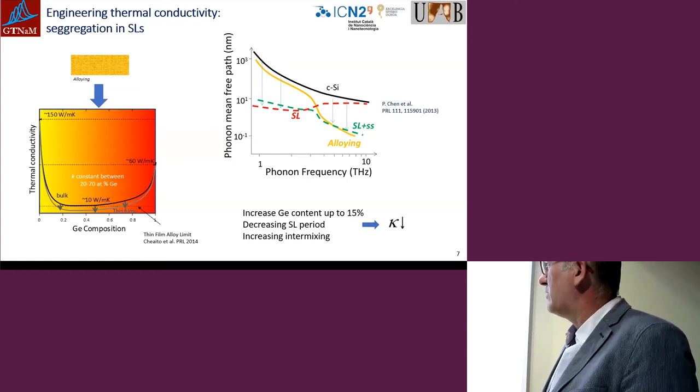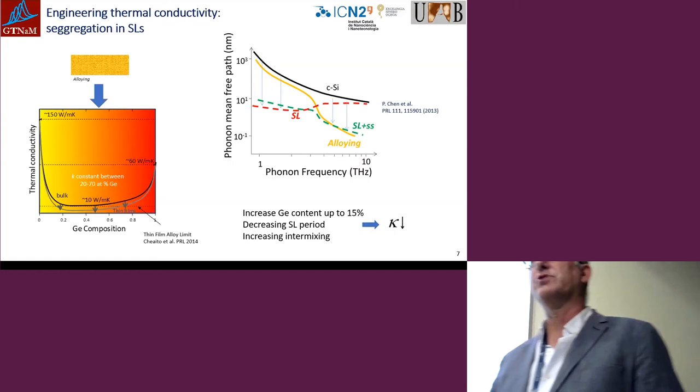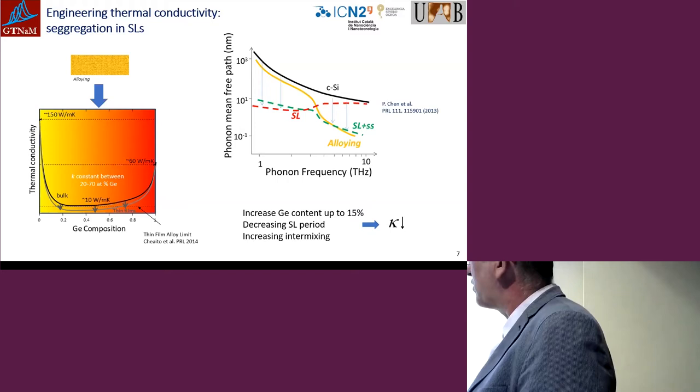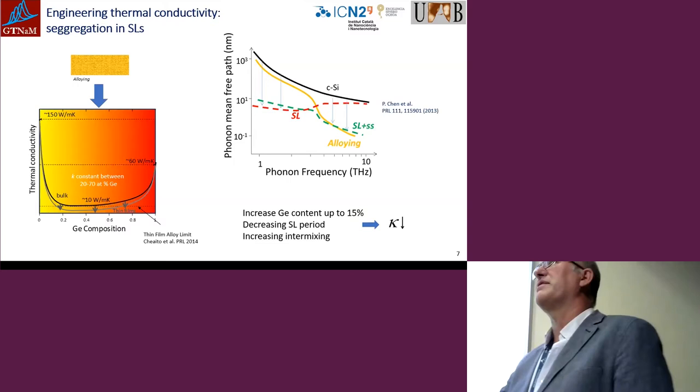If you go instead of bulk to thin films, you may get even lower values of the thermal conductivity, because now there is some additional scattering of phonons due to the thin film. And this is what we call the thin film alloy limit. Its value depends a little bit on composition, but it's quite fixed. It also depends on thickness. So this value tells you that you can produce a thin film alloy that has a lower thermal conductivity than the bulk, and that was demonstrated quite a few years ago.